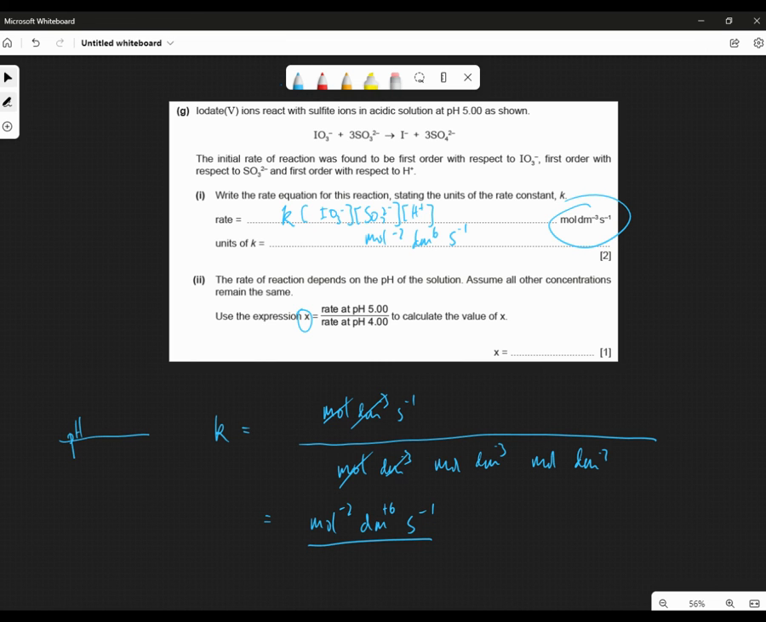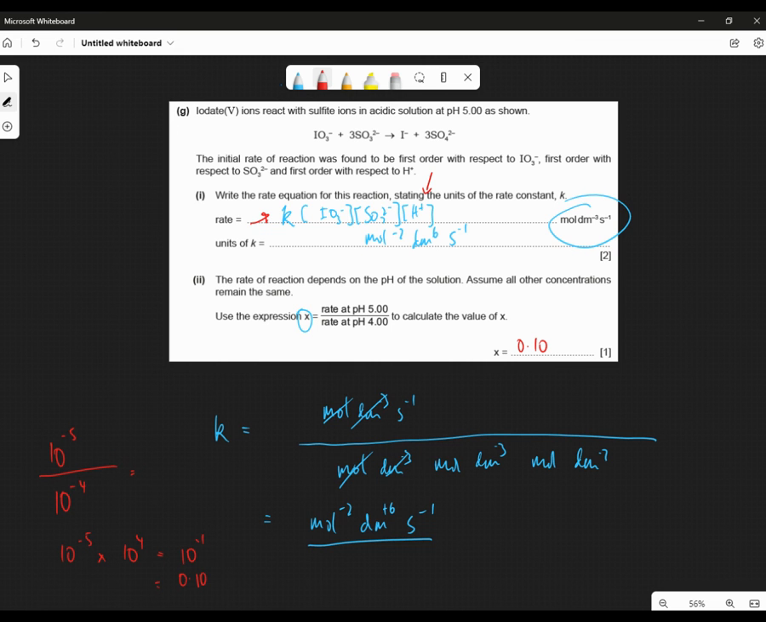At pH 5, everything's going to be the same. So what is the concentration at pH 5? Well, the concentration at pH 5 is going to be 10 to the minus 5. The concentration at pH 4 is going to be 10 to the minus 4. So 10 to the minus 5 divided by 10 to the minus 4 is the same as 10 to the minus 5 times 10 to the 4, which is 10 to the minus 1. So x is going to be 0.1. I hope that makes sense, because everything else is going to cancel out. If you put this over another one of those, the only thing that's going to be different is that, so it's going to be 0.1.